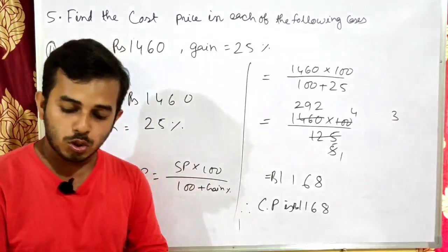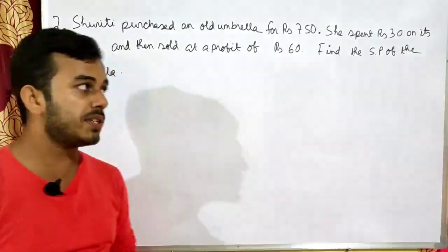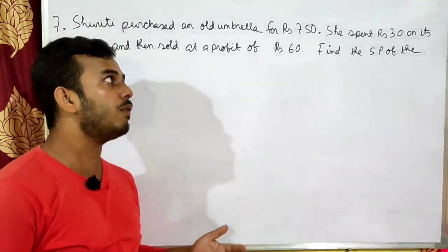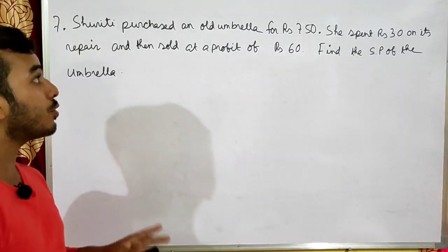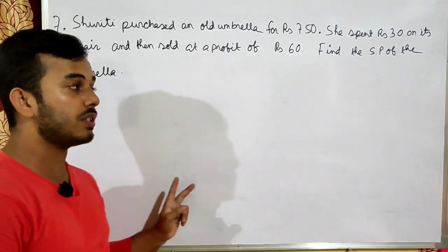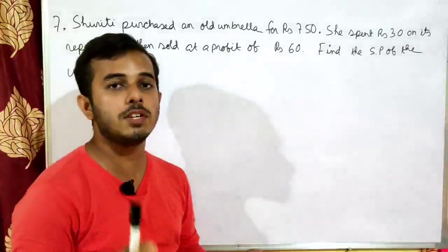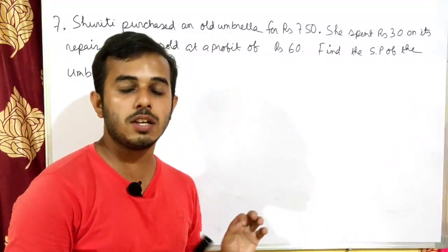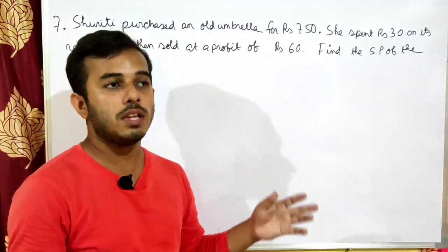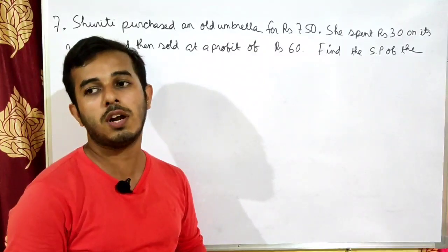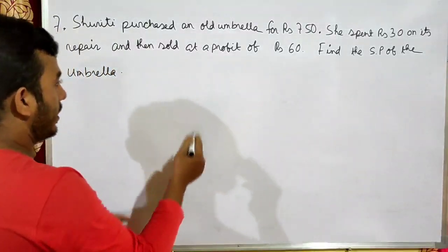Okay, so now let's move to our next question, that is question number 7. The question is, Shruti purchased an umbrella for rupees 750. She spent rupees 30 on its repair and sold it at a profit of rupees 60. Find the SP of the umbrella. I think this is the easiest question of this exercise. Nothing else to do, just find the sum and you can easily find the selling price. After solving, you will say that yes sir, this was the easiest question. Look how to find it.